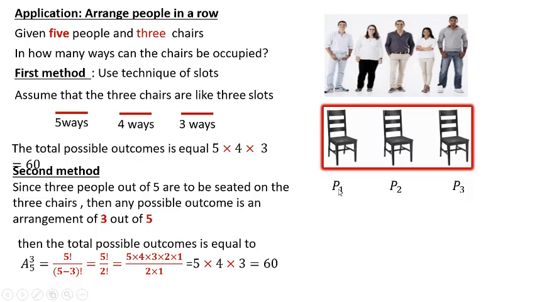We will display some options. For example, P1 can be seated on the first chair, P2 on the second, and P3 on the third. Another option, P1 on the first, P3 on the second, and P2 on the third chair. Final option, P5 on the first chair, P4 on the second, and P3 on the third chair. The total number of all these options is 60.